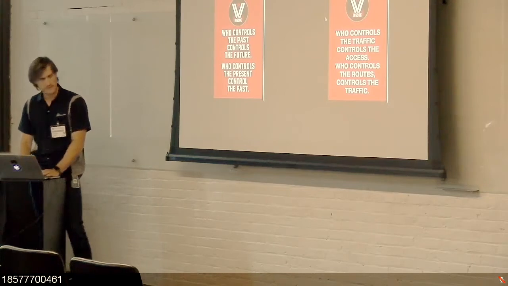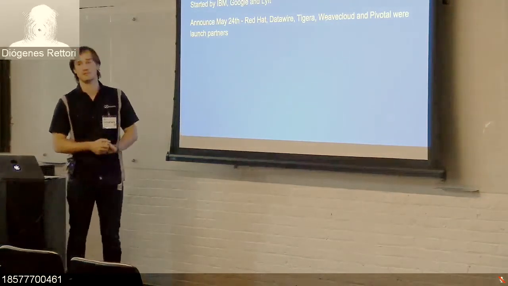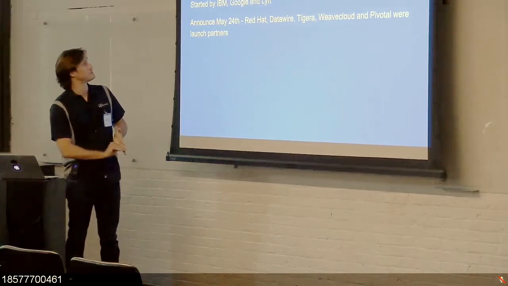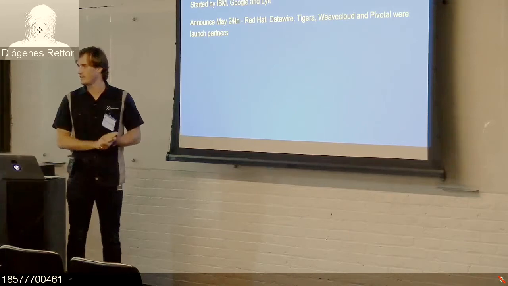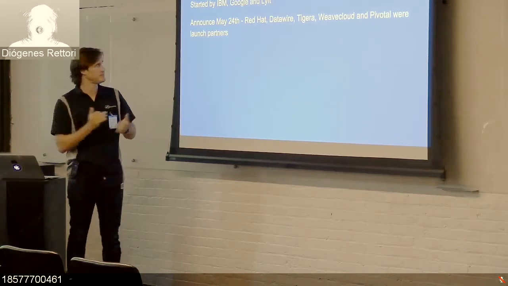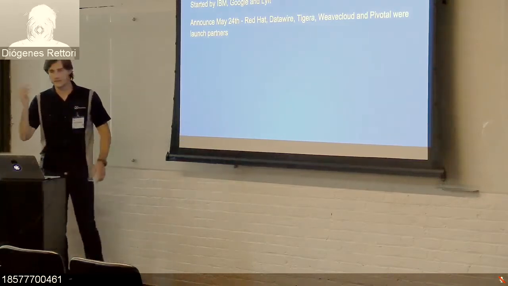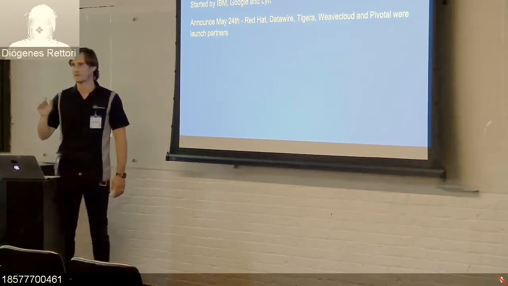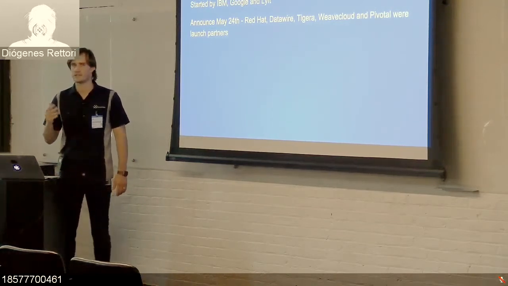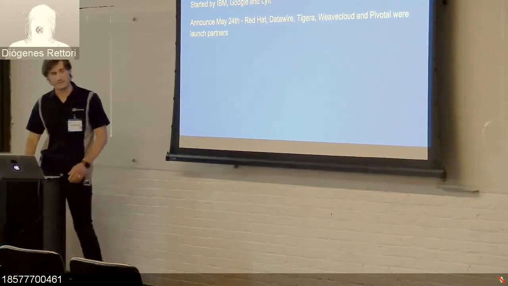All right. So Istio, a little bit of Istio. I have like 15 minutes, hopefully my demo will work. Istio was started by IBM, Google, and Lyft. Thanks to the people from IBM, Google, and Lyft that are here, a lot, for open sourcing this to the world. Awesome. And the announcement was made on May 24. Other companies that were part of the launch are also represented here. DataWire was here, and Red Hat was part of the launch as well. So yeah, thanks.